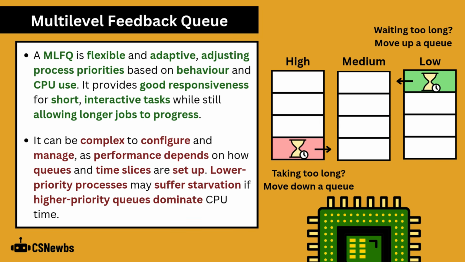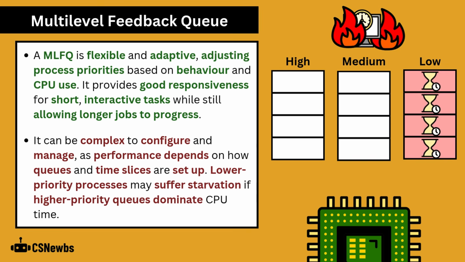It provides good responsiveness for short, interactive tasks while still allowing longer jobs to progress. However, it can be complex to configure and manage, as performance depends on how queues and time slices are set up. Lower priority processes may suffer starvation if higher priority queues dominate CPU time.